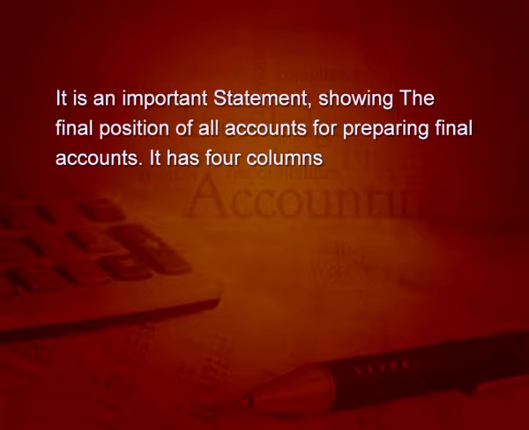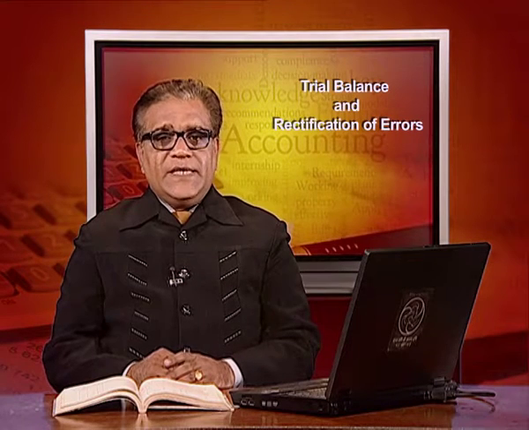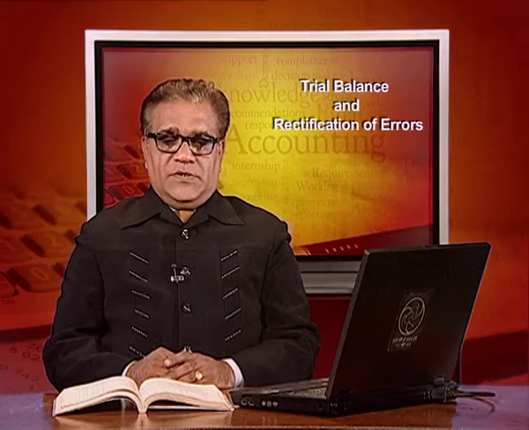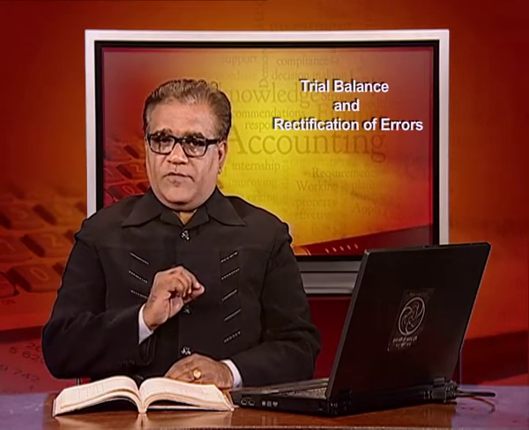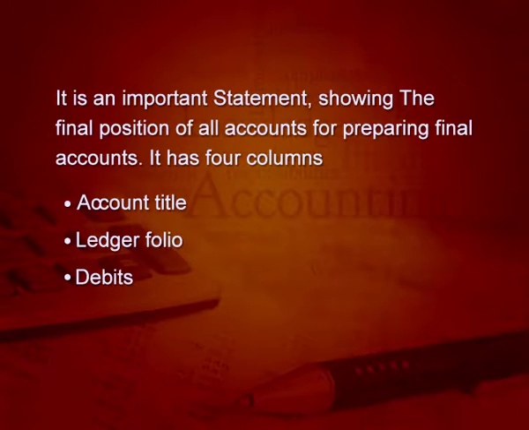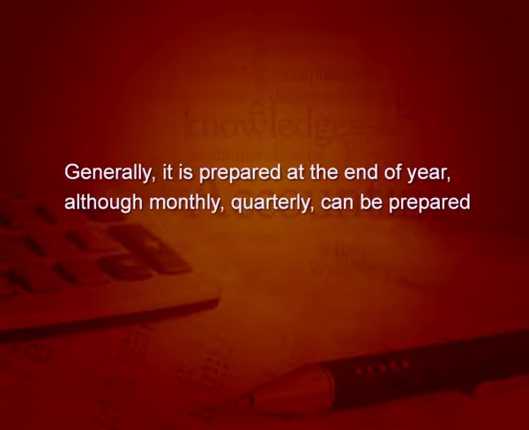It has 4 columns. First, account title, where we write the name of account. Second, ledger folio, where we write the page number of the ledger from where this balance is noted down, and then one column for debit and one column for credit. Now generally it is prepared at the end of the year, although monthly, quarterly can also be prepared.